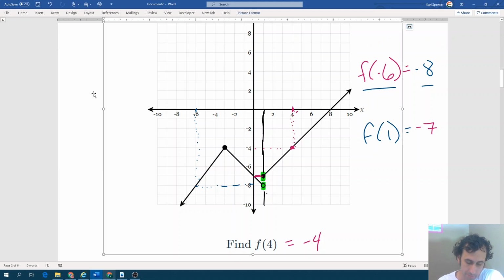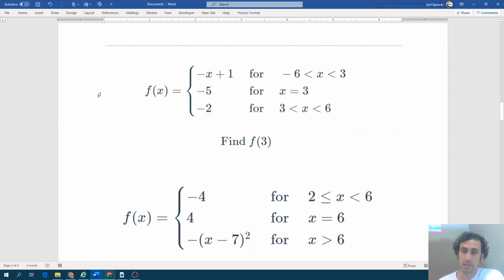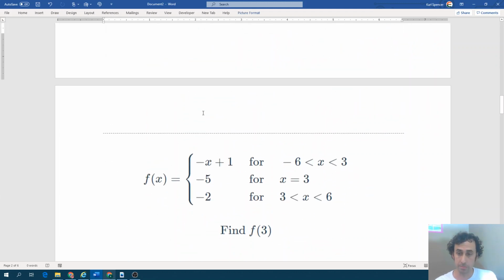Now, what happens though if we're not given a graph? Let's just say we're given an equation.